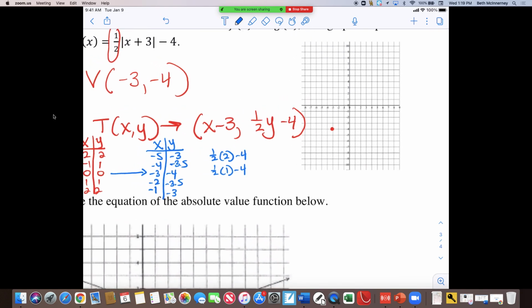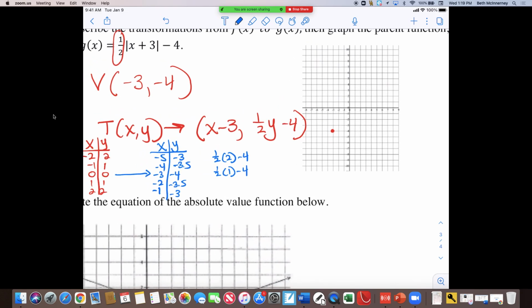So I'm actually not going to plot those decimals, because I can get it with going to -5, -3, and -1, -3. That's going to be enough for me to draw the V.